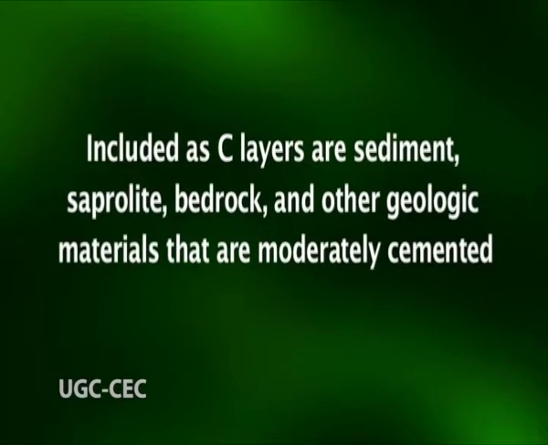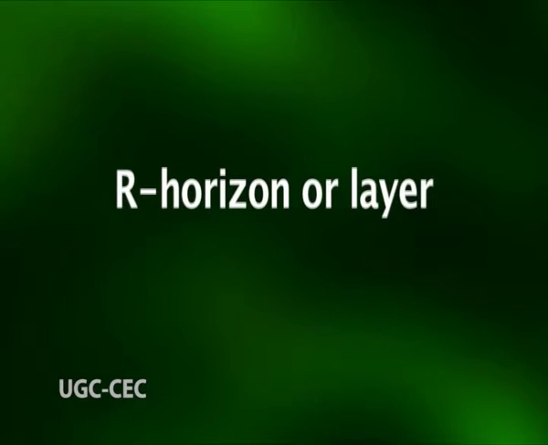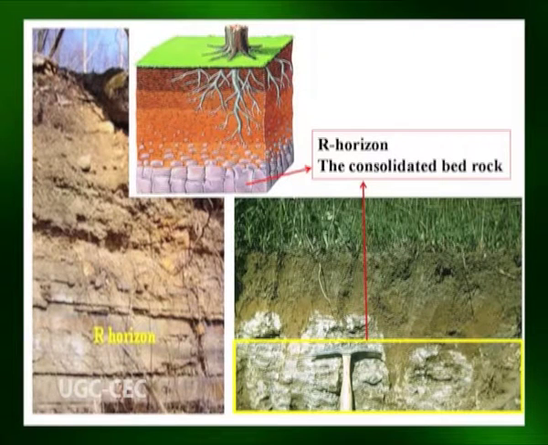Some of the original rock is intact, but other parts have been chemically changed into new minerals. Included as C layers are sediment, saprolite, bedrock and other geologic materials that are moderately cemented. Now we come to the R horizon or layer. This layer is also called the D horizon in some soil classifications. It constitutes underlying cemented and consolidated bedrock, or sometimes the sediment from which overlying horizons have developed.